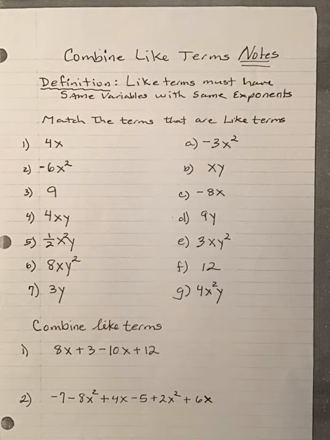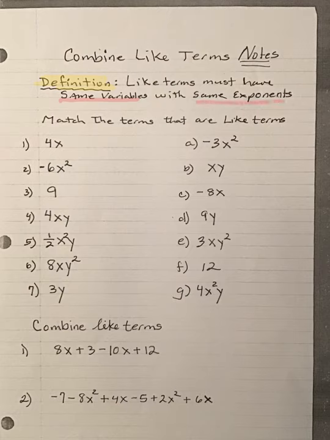Hi everybody. So today we're going to talk about combining like terms. So what is the definition of combining like terms? In order for terms to be considered like each other, they must have the same variable with the same exponents.